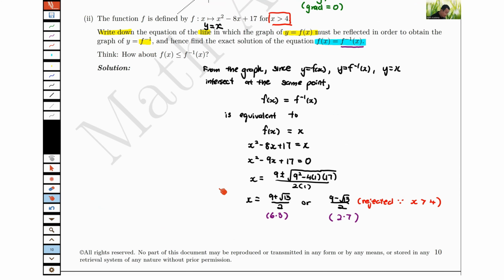So how about, let's say, the problem switches a little bit. Instead of the equal sign, they say, can we solve f less than or equals to f inverse? This is actually done exactly the same way also. You instead solve for f(x) less than or equals to x will do.